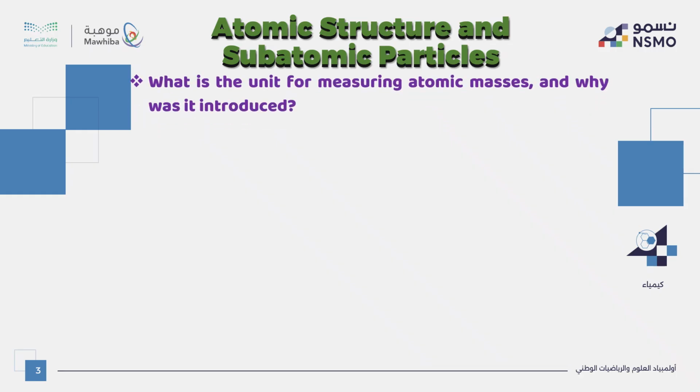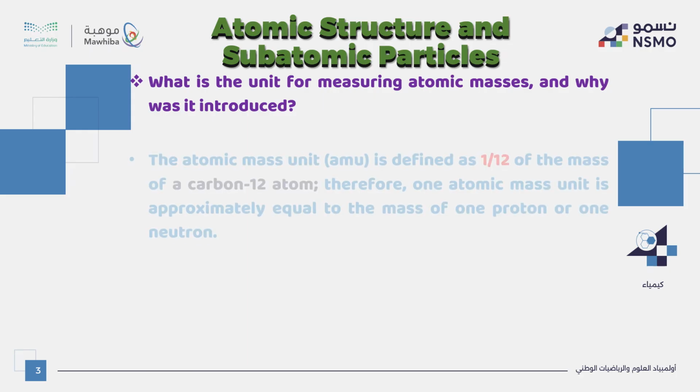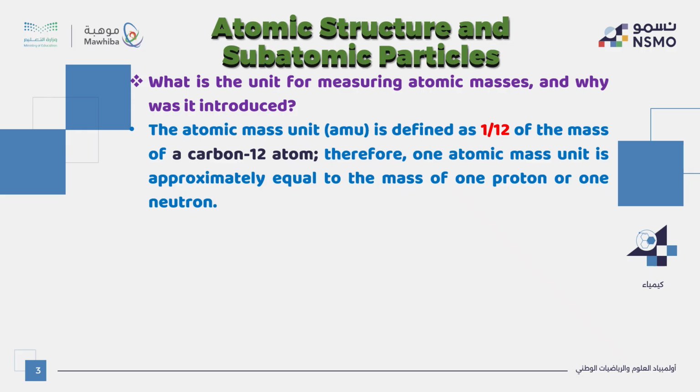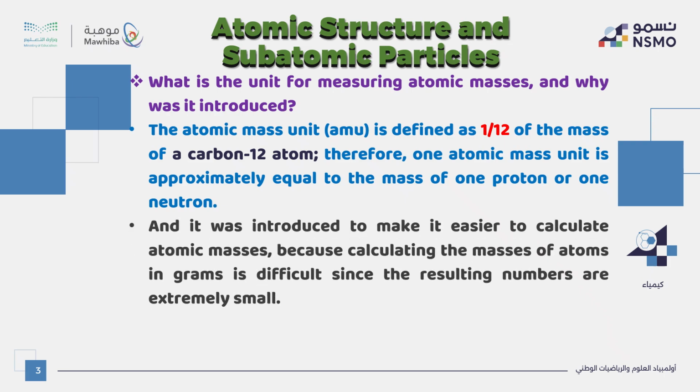Now let us answer the question about atomic mass units. The unit used to measure atomic mass is the atomic mass unit, or AMU. One atomic mass unit is equal to 1/12 of the mass of a carbon-12 atom. Carbon-12 is a particular type of carbon atom with 6 protons and 6 neutrons, a very common and stable form of carbon. By definition, one carbon-12 atom weighs exactly 12 AMU.